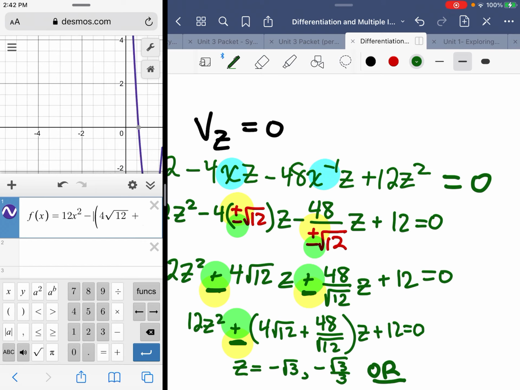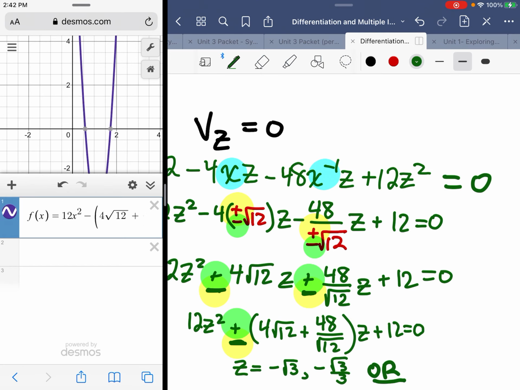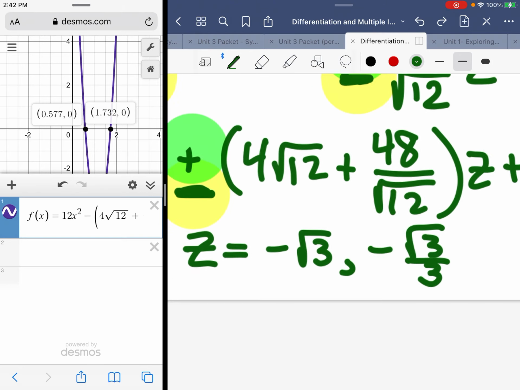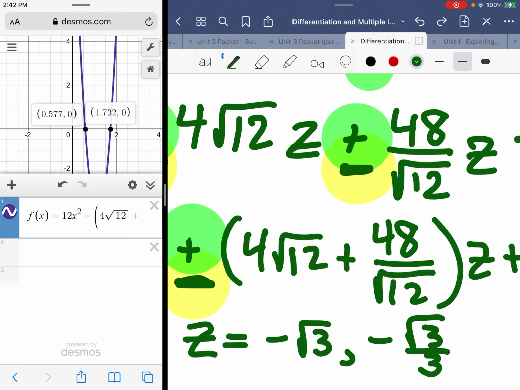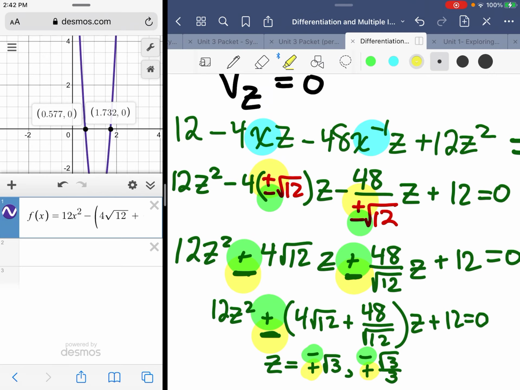Go into my Desmos, change that plus into a minus, and you see we get the same values. Actually, I don't even need the or. I'll just do it like this. So plus gave you a minus. I'll move that up. Minus gave you a plus.